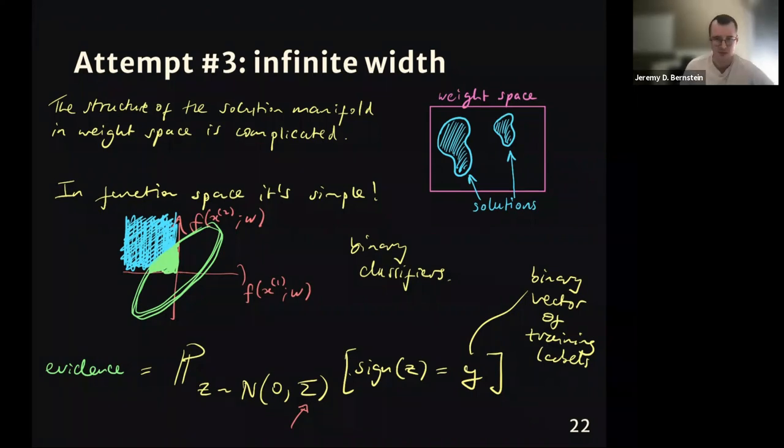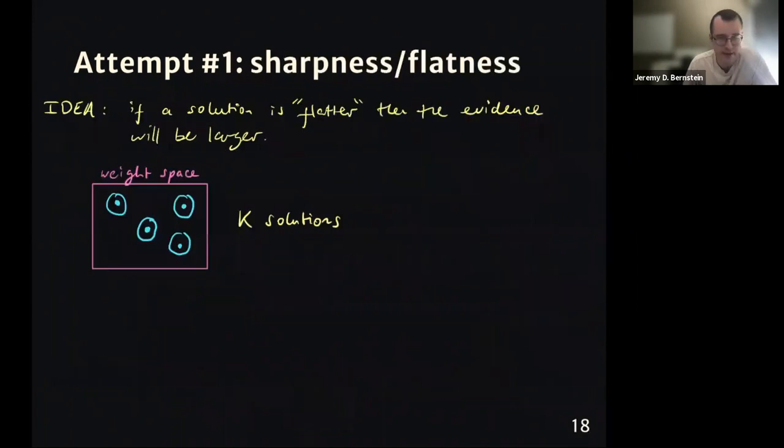So just to summarize, I've shown you three different ways of computing the evidence of a neural network. The first way involved the entire solution space, but the problem was we didn't know how many solutions there were, and we need to know K if we want to get a non-vacuous generalization bound out of this.